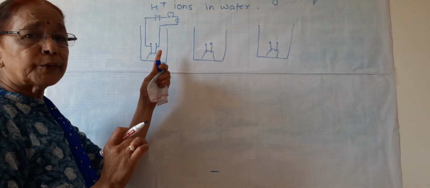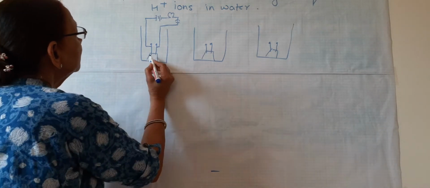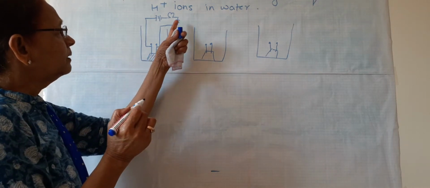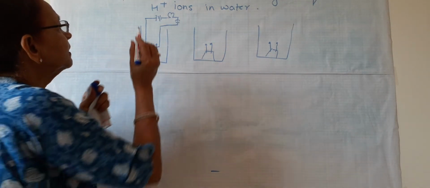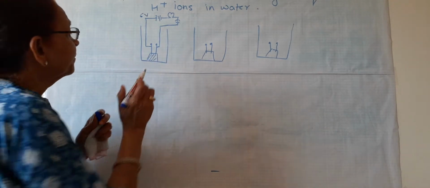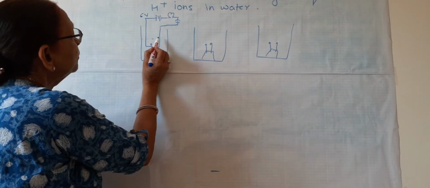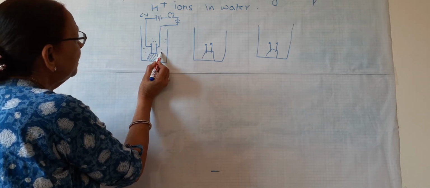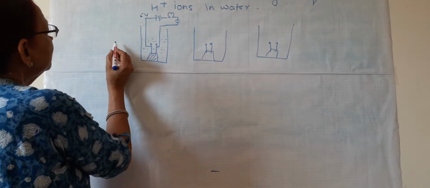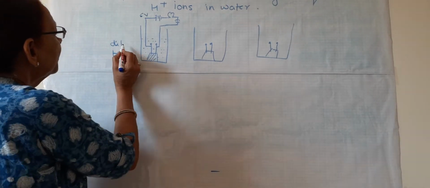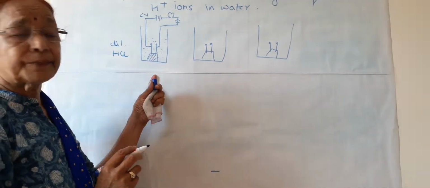These are 2 electrodes of iron nail. This is the rubber cork. This is the conducting wire. This is the switch. This is the bulb. And suppose this is a 6 volt battery. So an electrolytic cell is prepared like this. Very simple. And we put in this beaker dilute solution of hydrochloric acid.